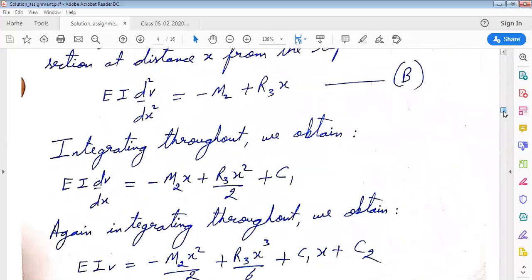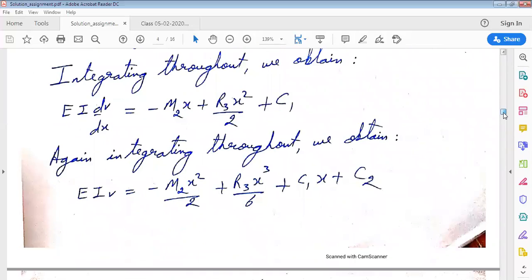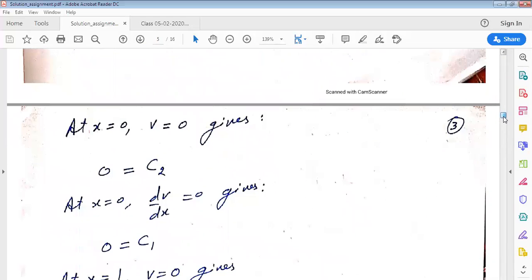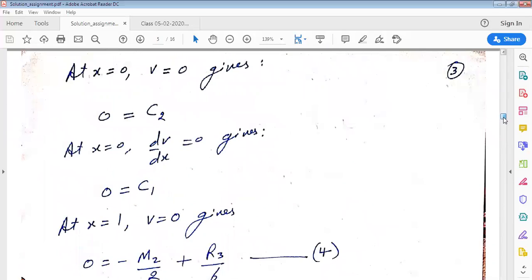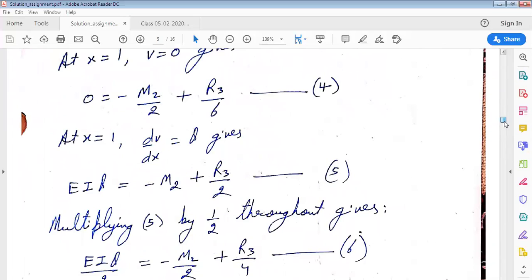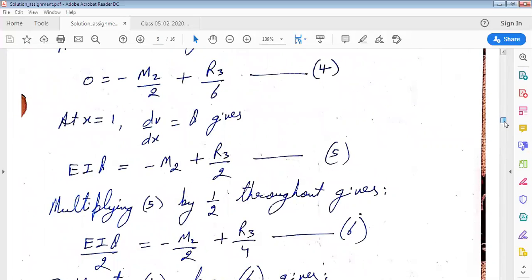Integrating throughout, we get the expression of slope, and again if we integrate throughout, we get the equation of the elastic curve, where C1 and C2 are again the constants of integration. Now using the boundary conditions, at x equal to 0, V is 0 gives C2 equal to 0, and at x equal to 0, slope is 0 gives C1 equal to 0. Also at x equal to 1, deflection is 0 gives us 0 equal to minus M2 by 2 plus R3 by 6. And at x equal to 1, slope is theta, that gives us EI theta equal to minus M2 plus R3 by 2.